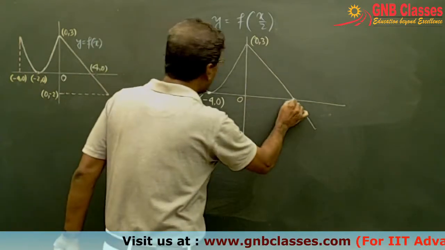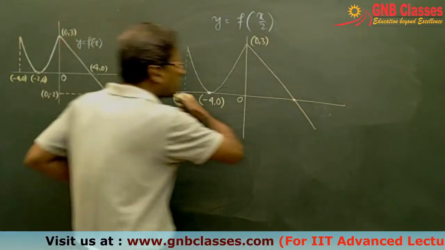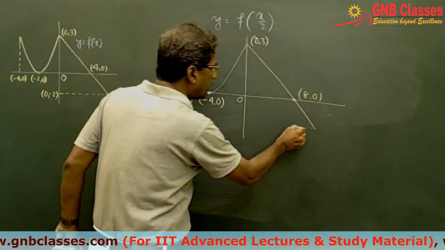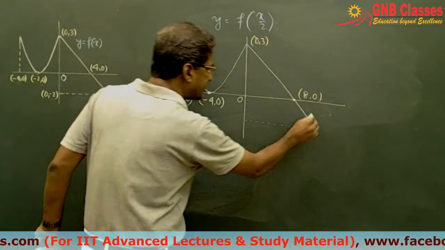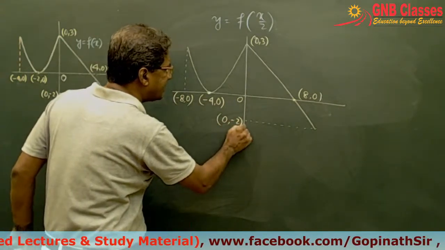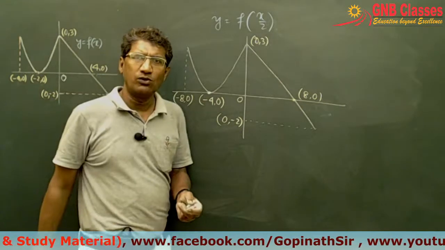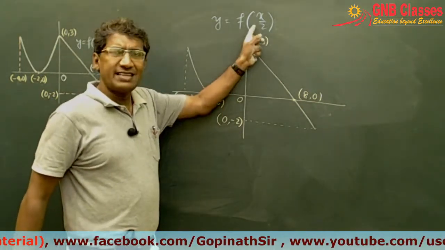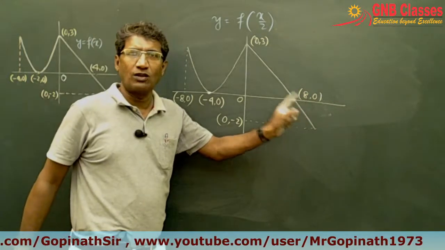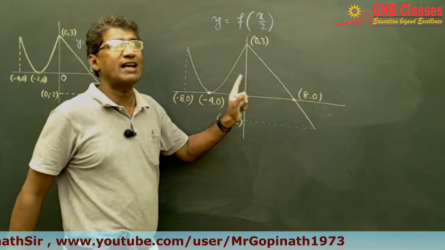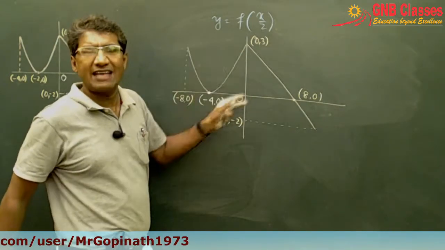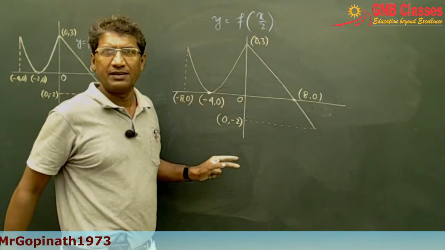Okay? This point was how much? It was (4, 0). You have stretched 2 units. So this point will be (8, 0). It will not be affected because, as I told you, your y coordinates will not be affected. So this point is again (0, -2). Is it clear? In this case, your stretching has occurred on the x-axis, not on the y-axis. Whatever y-axis coordinates were there, they remain as they are, unaffected. Is it clear to everyone?